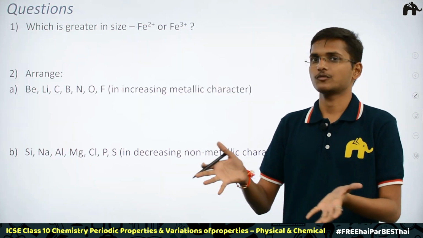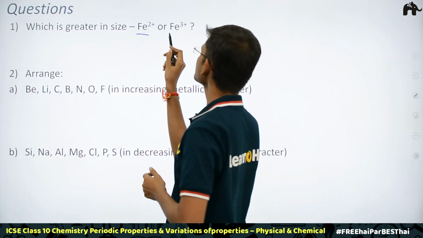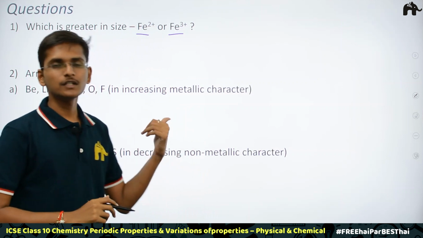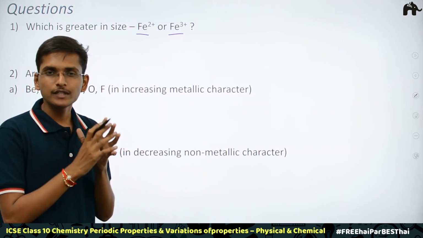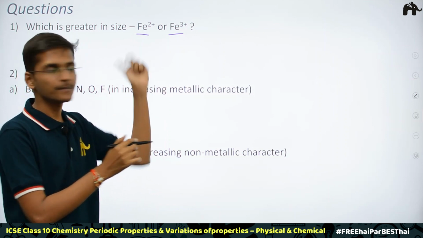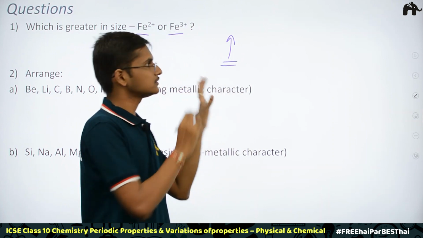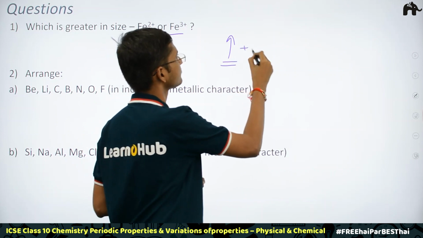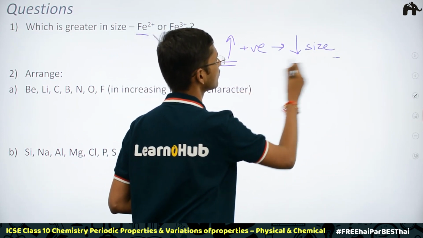Now it's time to see some questions. So first one is, which is greater in size, Fe2+ or Fe3+? Do you remember we have learned the concept of the cations of the same element? So when the charge on the cation of the same element, here it is Fe, if the cation is having more positive charge, it is having smaller size. We have already learned this.